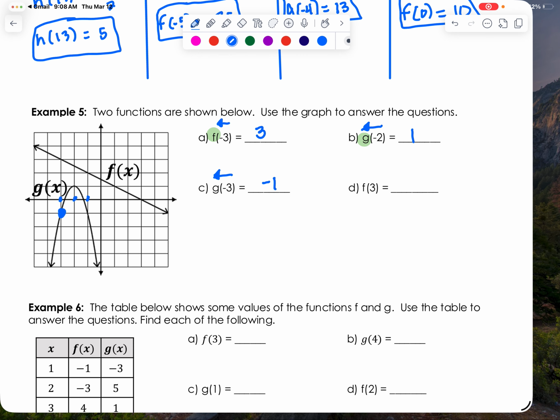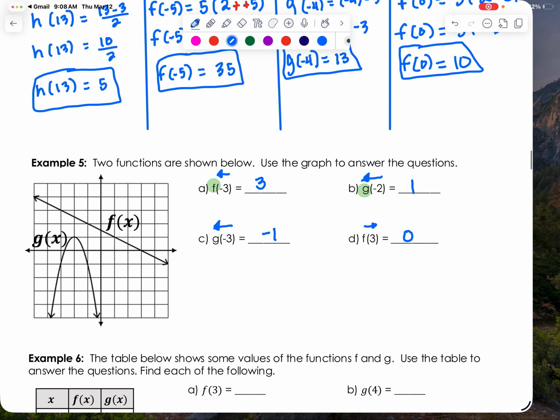All right, pause the video and try problem D on your own. All right, welcome back. Let's see how you did. In problem D, we're moving to the right 3 units, and I want to know how many I would have to move up or down. So 1, 2, 3, and I would not have to move up or down any units. 0. So I didn't move up or down.